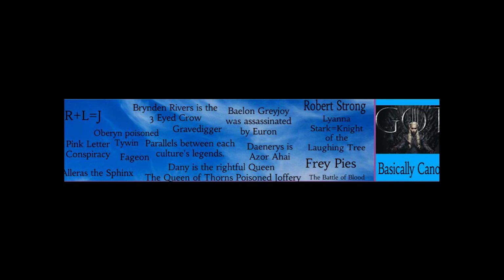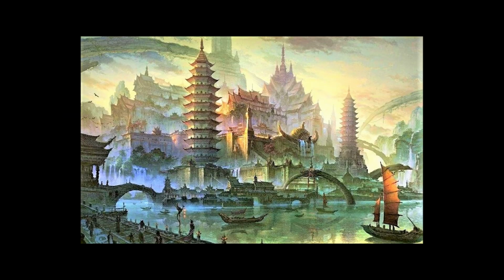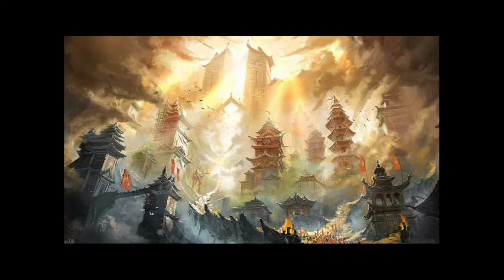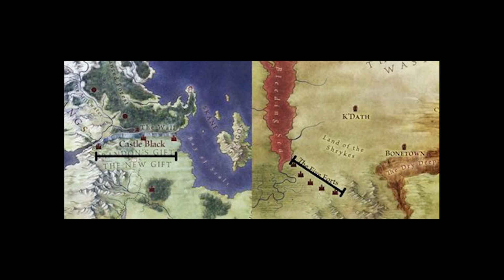Parallels between each culture's legends. So yeah, there's a lot of parallels, a lot of symmetry between all the cultures in A Song of Ice and Fire, and this is very interesting to me from a world building perspective, because George put a lot of energy into something that he really didn't have to. For example, you had the Golden Empire of Yi Ti that fell during the Long Night, apparently, just like Westeros apparently did at one point. You had the five forts that very much mirror the Wall.